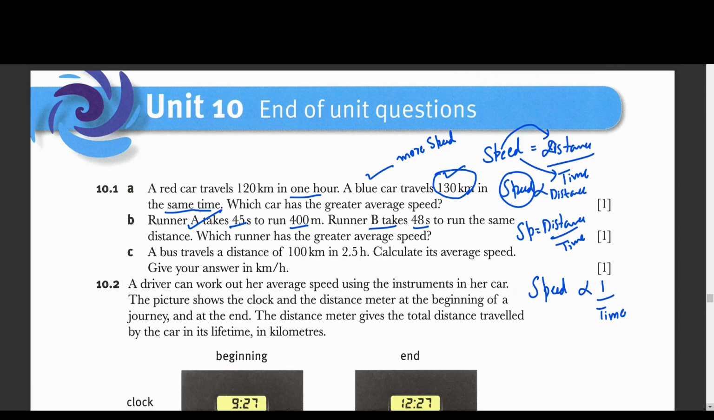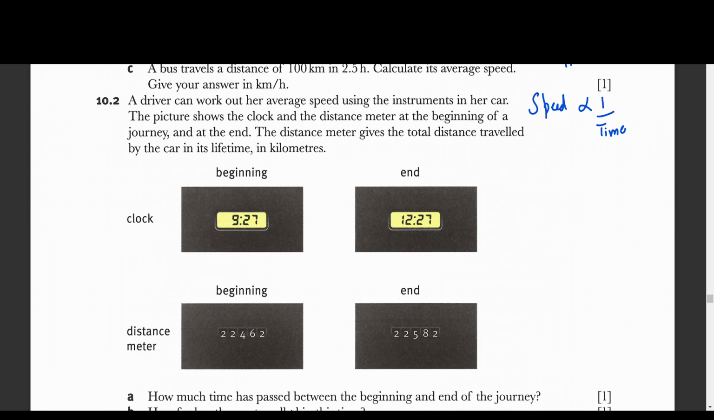Question number 10.2. A driver can work out her average speed using the instruments in her car. The picture shows the clock and the distance meter at the beginning of a journey and at the end. The distance meter gives the total distance traveled by the car in its lifetime in kilometers. So this is the beginning of her journey, this is the end of her journey. This shows the clock. This shows the distance.